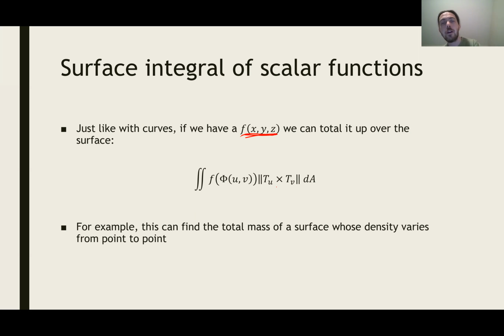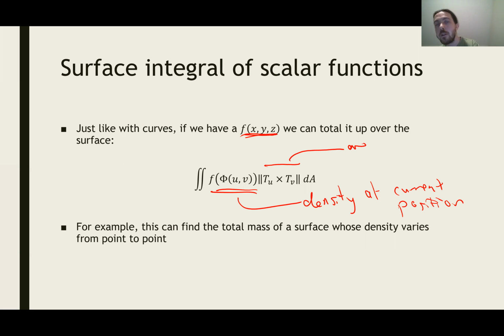And the way we total it up is just like doing a surface area calculation, except we throw this factor out in front. We throw this value of the function at our current position. So this is density at current position. And we also have to keep our area factor, like so.